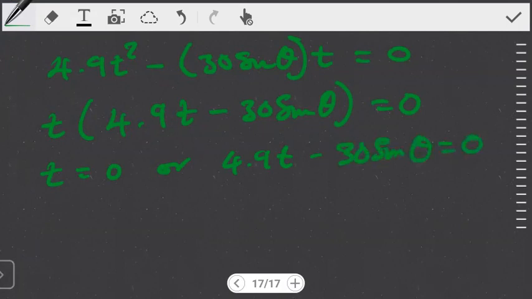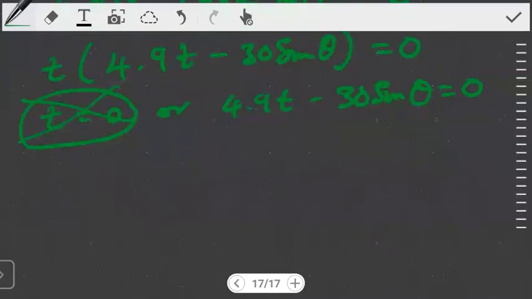At this point, quickly notice one thing. t is equal to 0 doesn't help us. It's kind of meaningless for our question, so we can't really work with this one. So let's drop this one and work with the remaining equation.